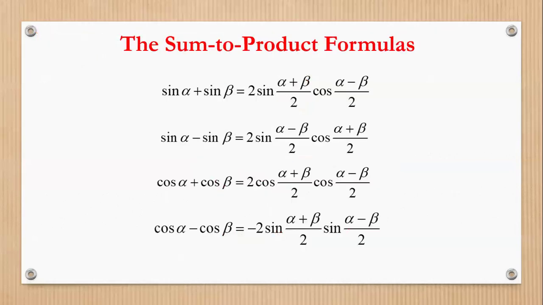These sets of formulas give us the ability to change the sum and difference to product. If we have the sum of sine of 2 angles, by using this formula, I can rewrite it as a product of 2 trig functions. If you have a difference of 2 sine functions, we can use this one to rewrite it as a product of 2 functions. Adding 2 cosines, subtracting 2 cosines, they all have a formula for changing the sum or difference to product.